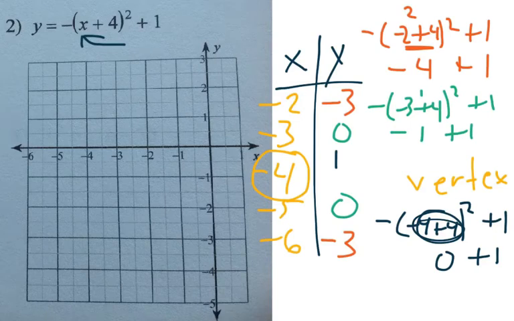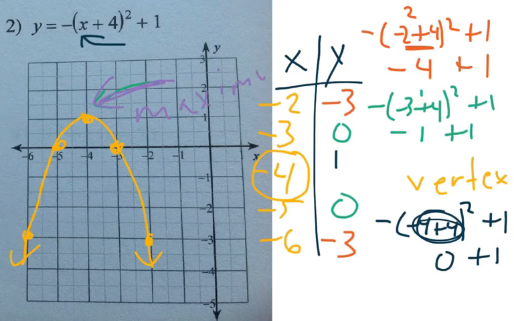Now, it's just a matter of plotting the points, guys. So we're going to start with (-2, -3), (-3, 0), (-4, 1), (-5, 0), (-6, -3), and there is our quadratic or parabola. Now again, note guys that this time our vertex is what we call a maximum value. Maximum, and it's opening down because of the negative.